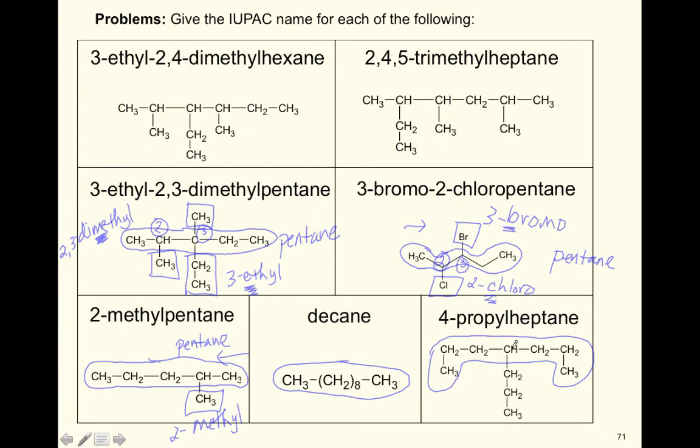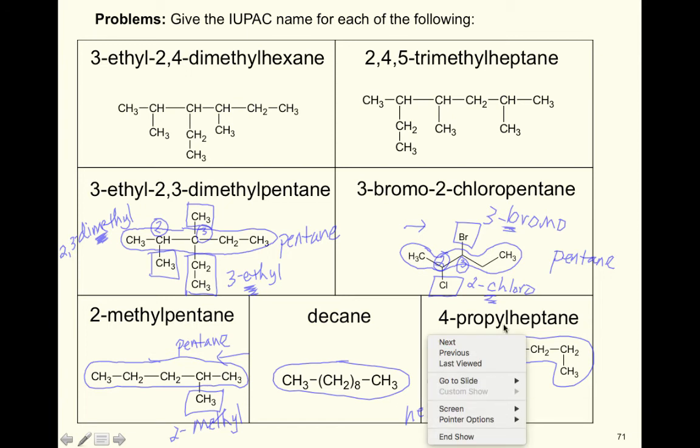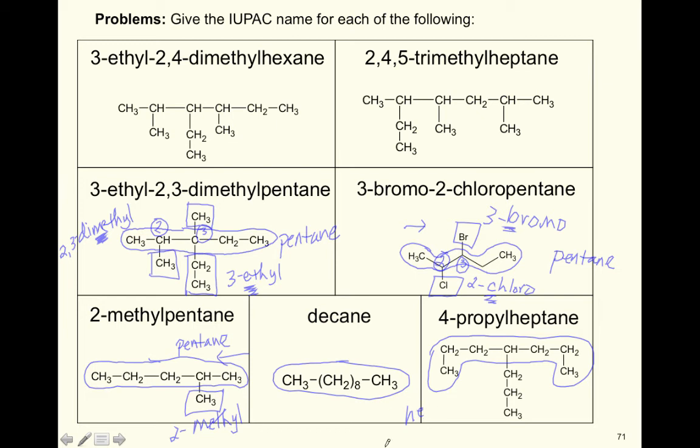And the last one on this list, I just happen to have it bending on both ends. 1, 2, 3, 4, 5, 6, 7. So that's a heptane. Let me get myself some room here. I'm going to go ahead and write it over here. Heptane. And 1, 2, 3, 4, or 1, 2, 3, 4.